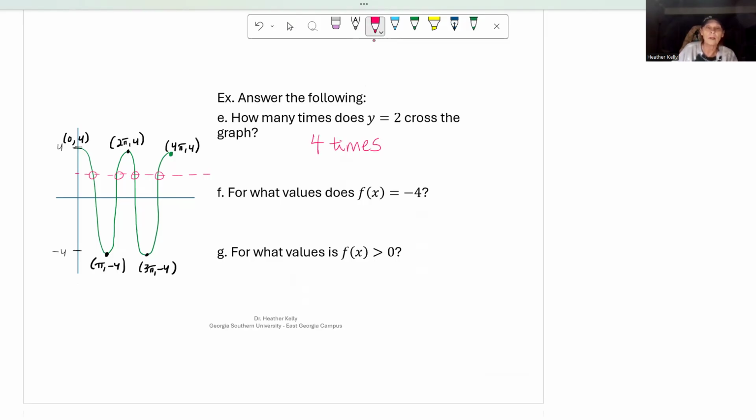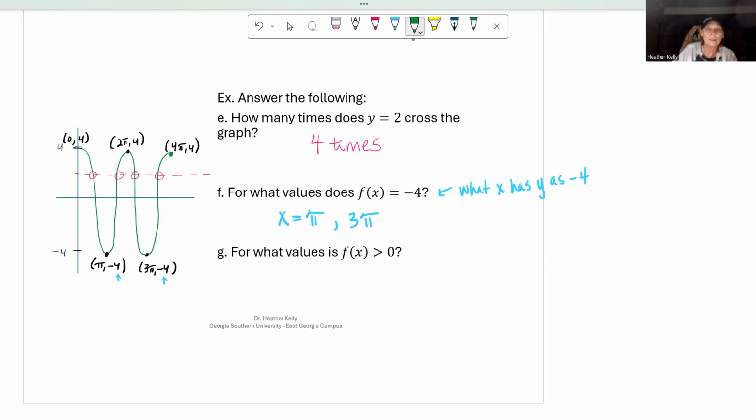Next, for what value does f of x equal -4? In other words, what x has y as -4? So we go and we look. Well, this guy's a -4, this guy's a -4. So x is equal to pi and 3 pi.